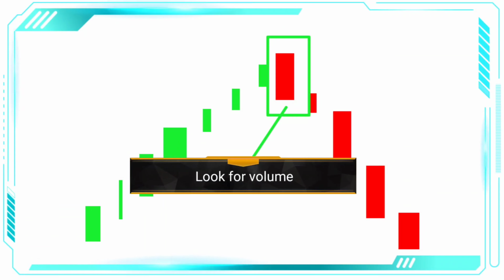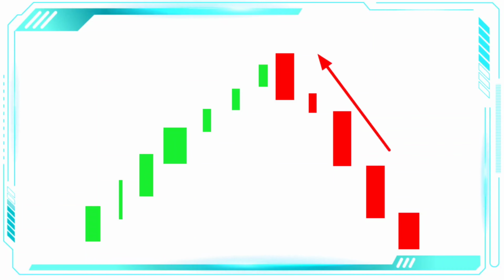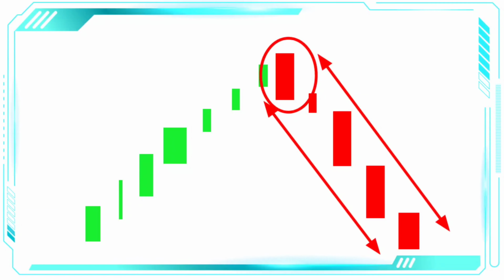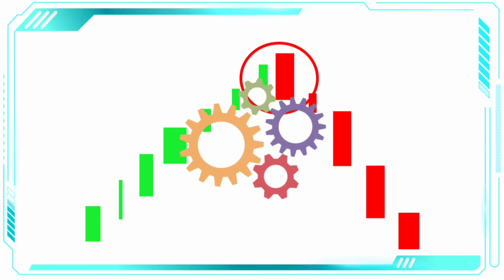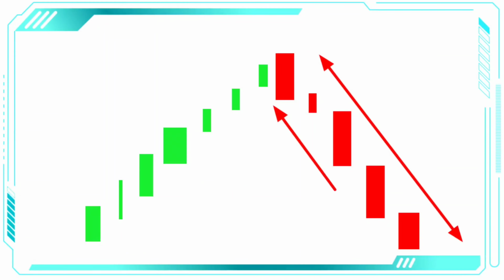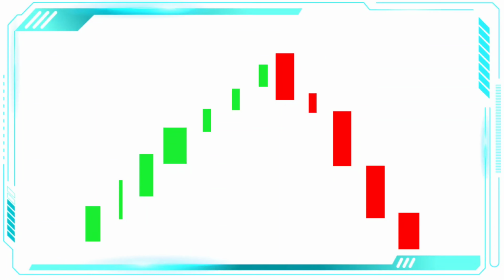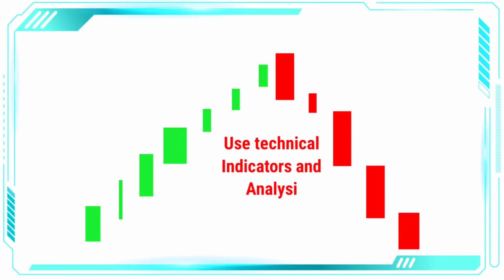Traders should also pay attention to the volume of the bearish candle, as higher volume indicates stronger bearish pressure and higher probability of a trend reversal. In conclusion, the bearish engulfing pattern is a powerful candlestick pattern that can signal a potential reversal in the market. However, traders should always confirm the pattern with other technical indicators and analysis before making a trading decision.